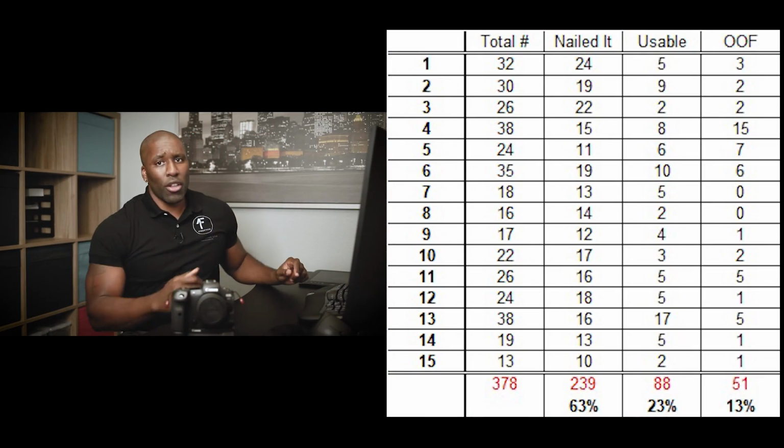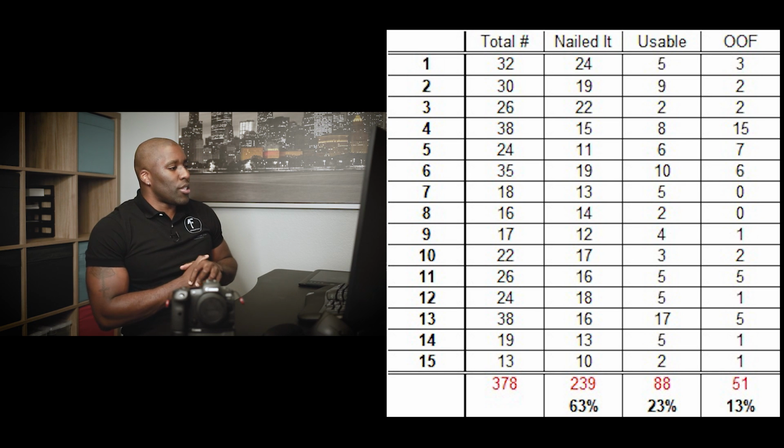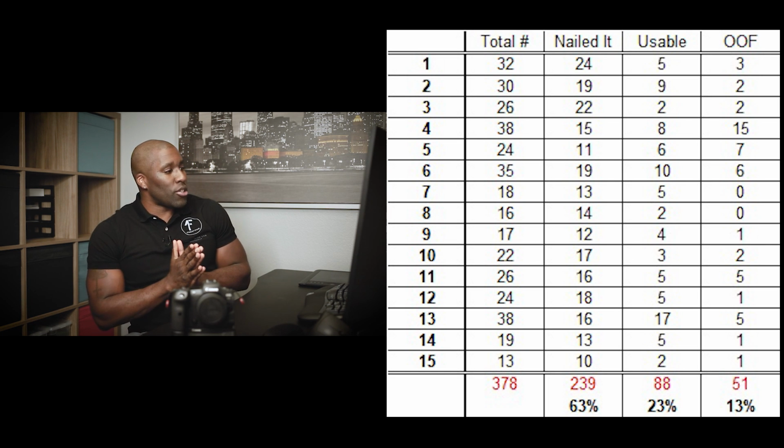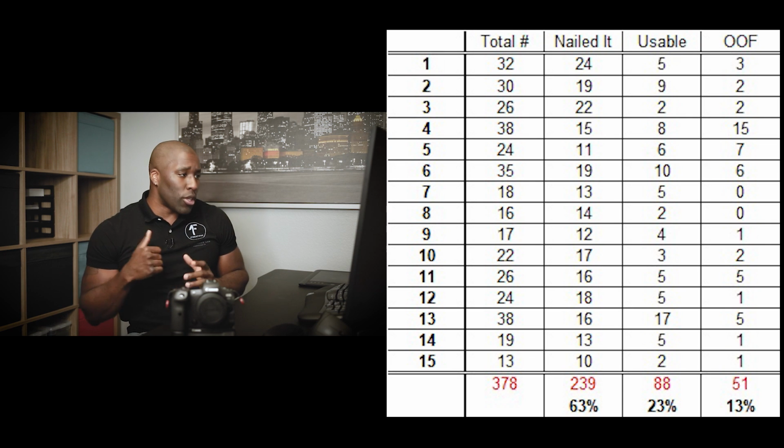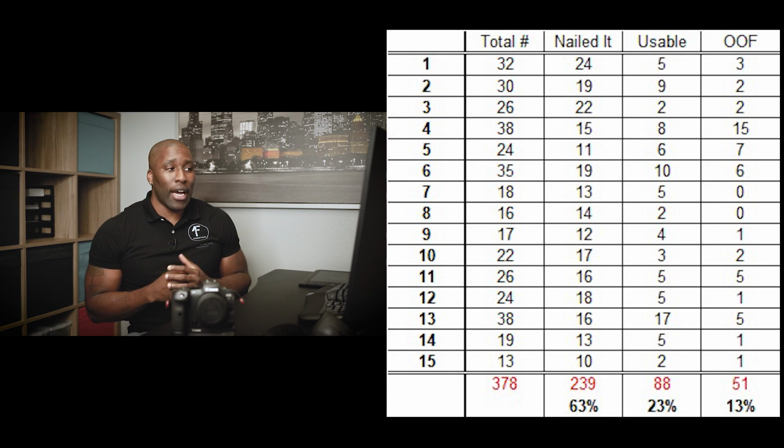So even if it was usable, but just a little too soft, I erred on putting that in the autofocus column, okay? So out of all those 15, I took 378 shots. Of those 378 shots, 239 were nailed, 88 were usable, and 51 were out of focus. So that ended up being nailed 63%, usable 23%, and out of focus 13%. So out of almost 400, only having 13% out of focus, in my opinion, is a great number.